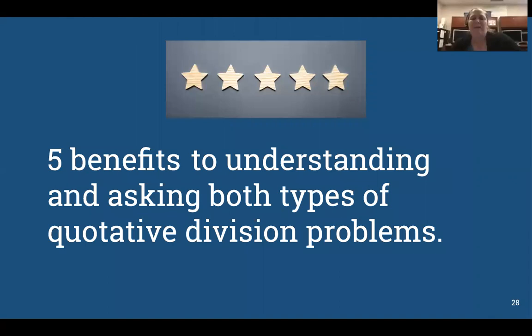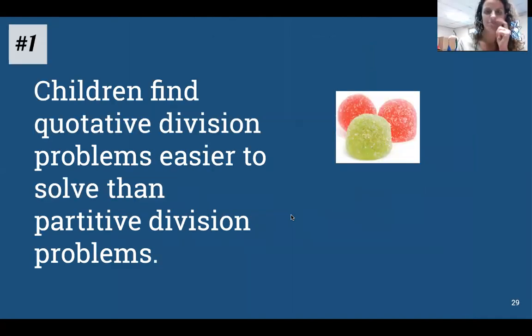Okay, so 5 benefits to understanding and asking both types of quotative division problems. So here we go for the race for the finish. All right, number 1, I already said this. Children find quotative division problems easier to solve than partitive division problems. Because that composite is so defined, they can work with that composite instead of guessing at what it might be, it does make it easier for them.